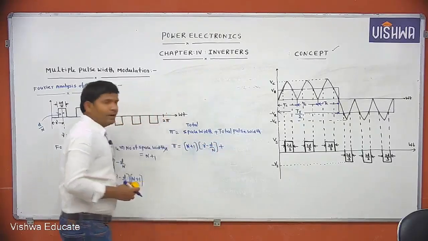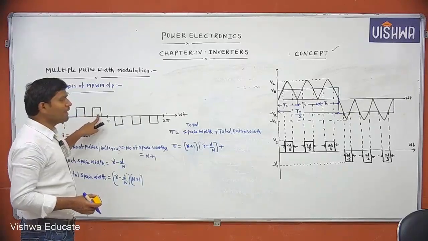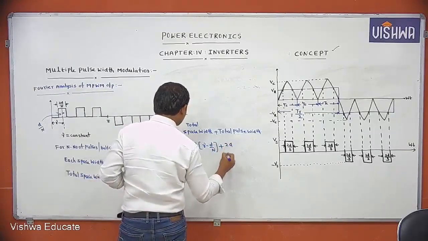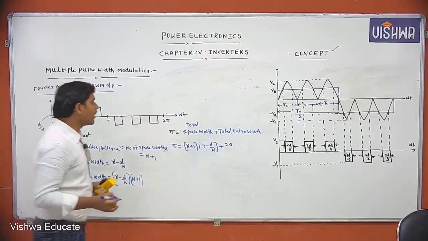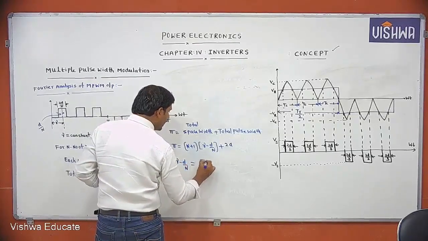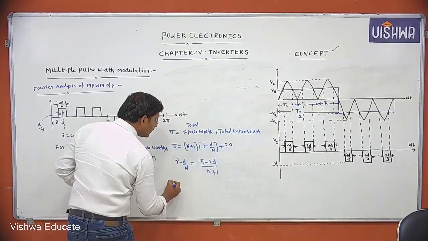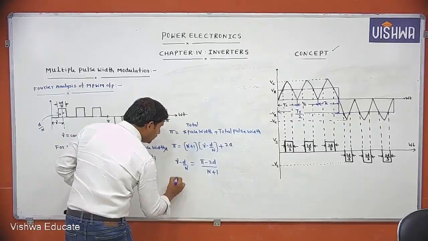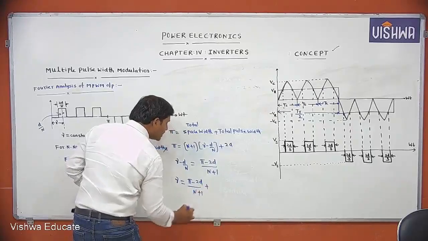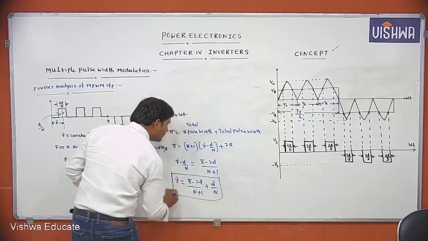Plus, what is the total pulse width? If it is 3 pulses, then 2d by 3 plus 2d by 3 plus 2d by 3. How much does it give in total? 2d. Then from this, gamma minus d by n equals pi minus 2d by n plus 1. Then gamma equals pi minus 2d by n plus 1 plus d by n. This is how to calculate the constant gamma.